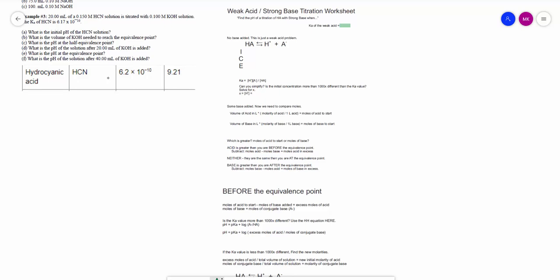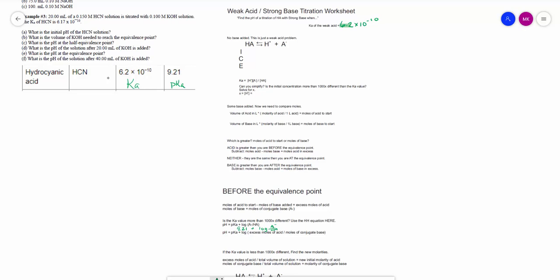Example number 3, we're going to be working with hydrocyanic acid, HCN, and I've pulled the Ka and the pKa here. I'm just going to fill them in their respective spots. And let's see, pKa, I tend to put the pKa down here, 9.21. So we're asked to find what's the initial pH of the HCN solution.